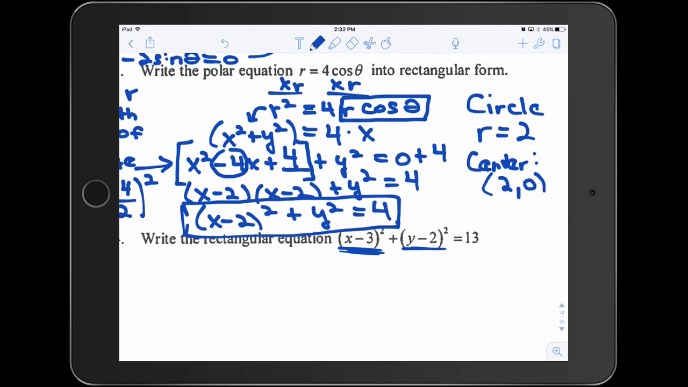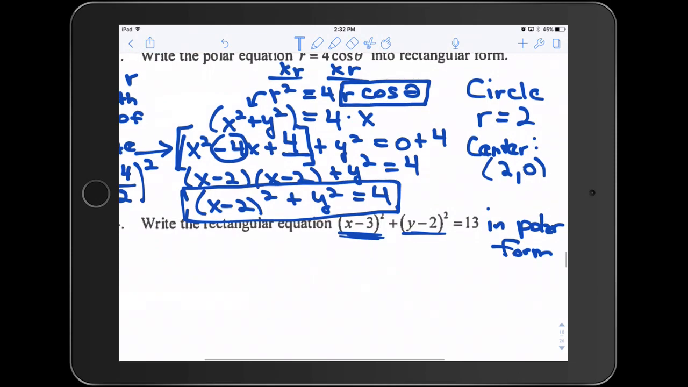One last one here. It says write the rectangular equation of that circle, and I assume it means write it in polar coordinate form, and it's missing. So write this as a polar. So in polar, that's really funny. It's missing. Okay, anyway.